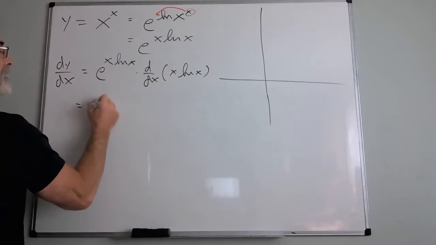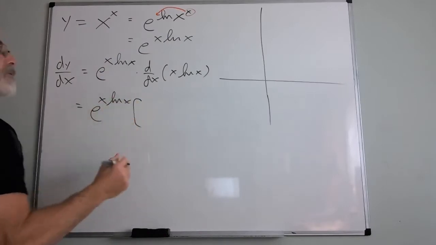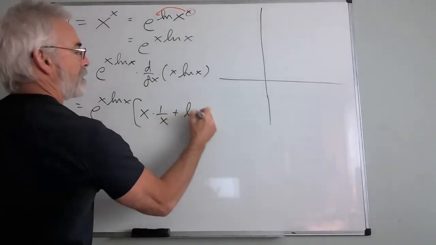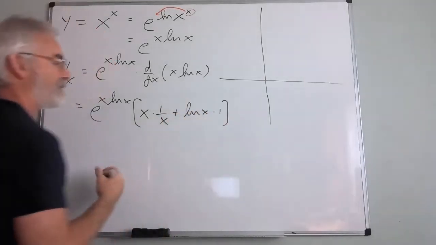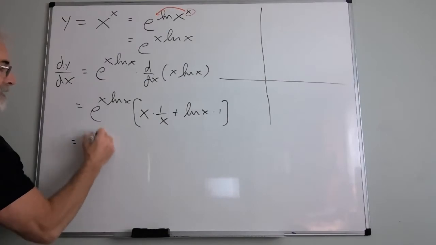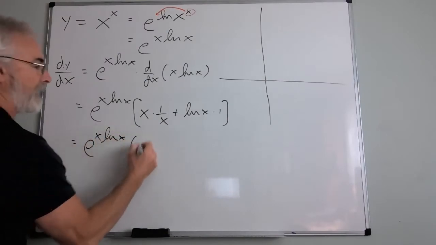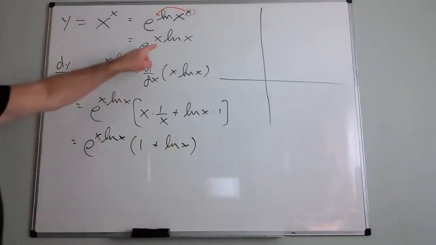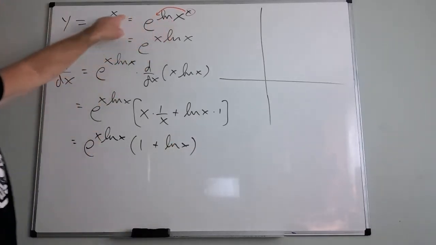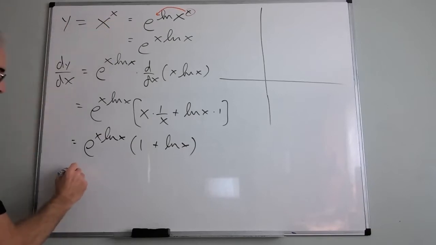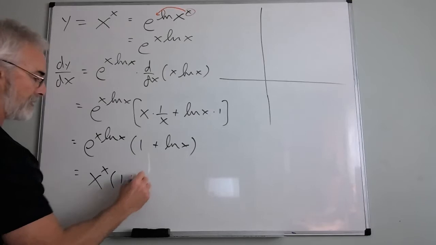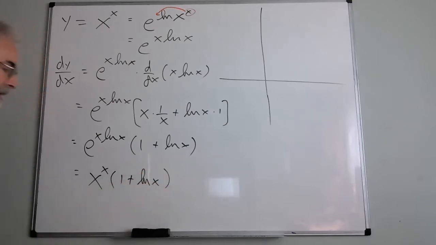And that's e to the x log x, and then product rule: first times derivative of second plus second times derivative of first. And so that's e to the x log x times (1 + log x). And then remembering, e to the x log x came from x to the x. So after all of that, I get this. Great.